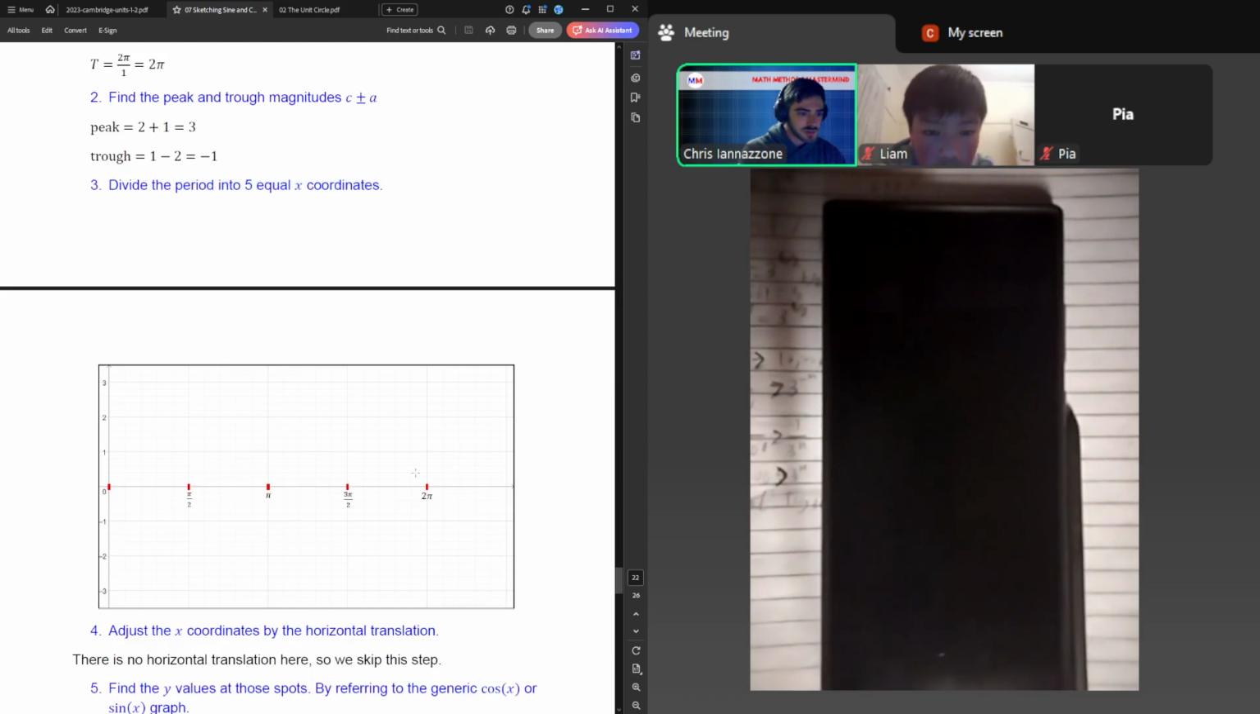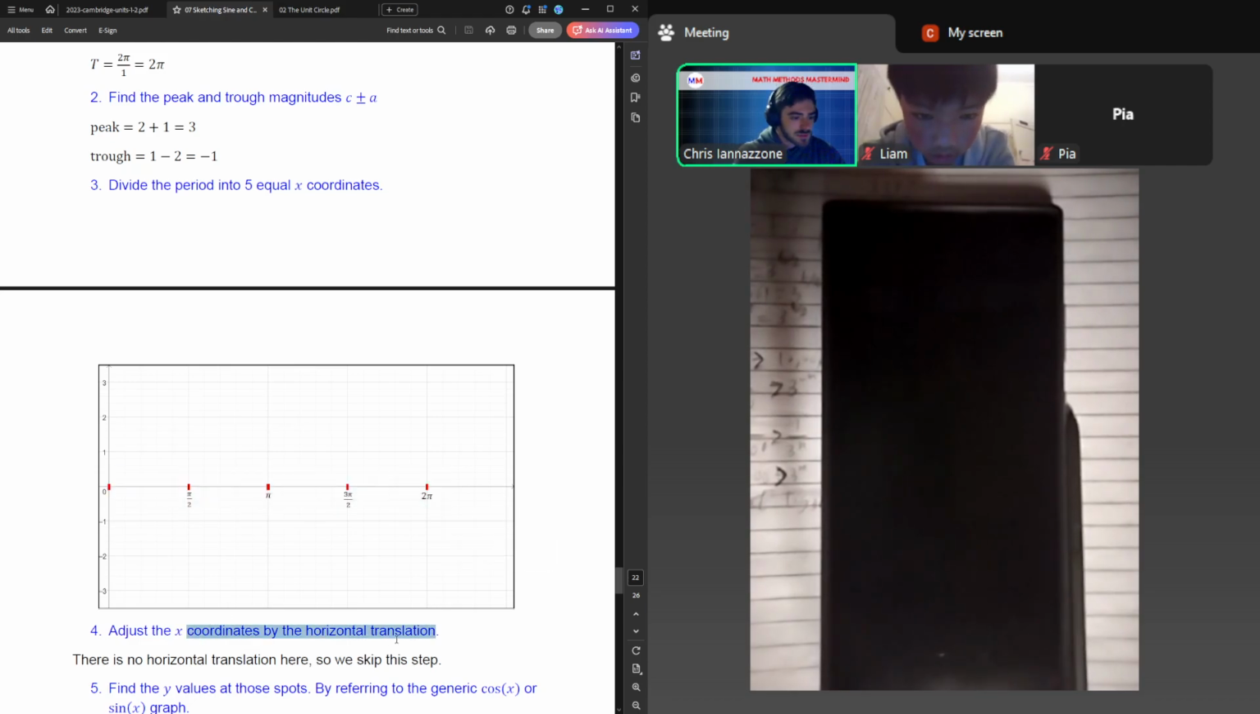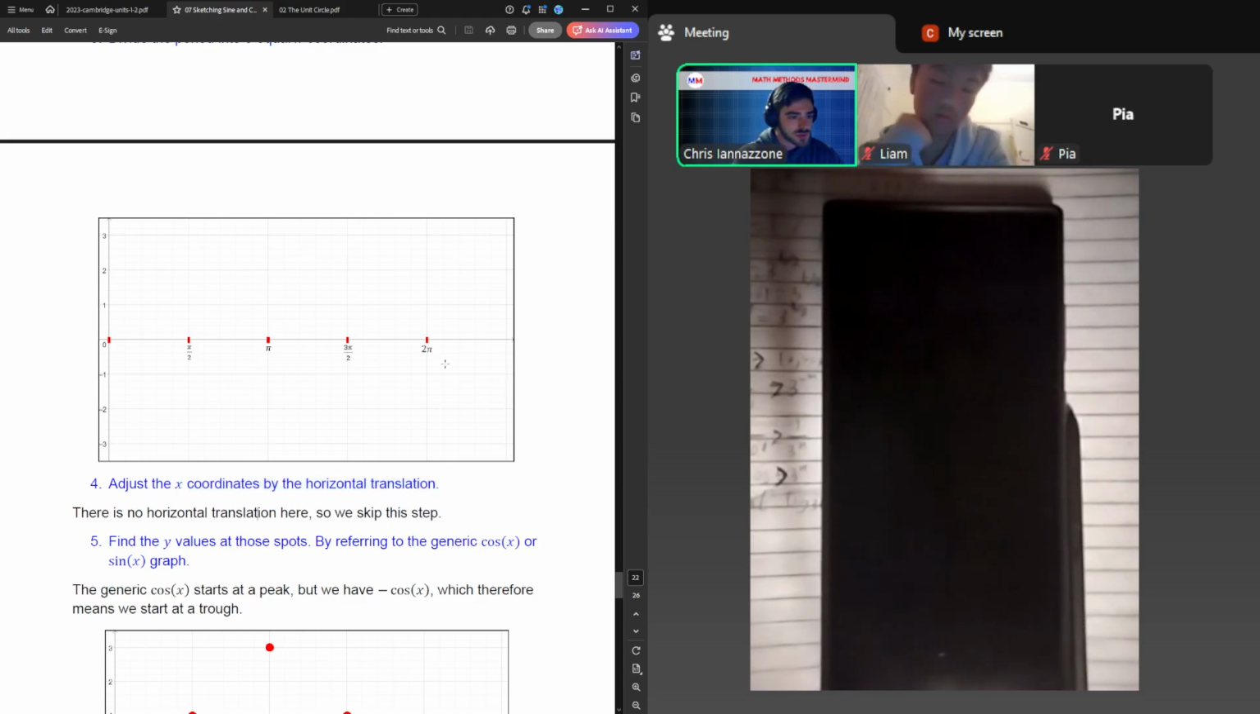Dividing up the period, so we knew it was 2 pi. Quartering that up gets you this spread that we've seen before. If there's a horizontal translation, you've seen now how that works, but in this case there was no horizontal translation, so we'll be happy to leave this where it is.